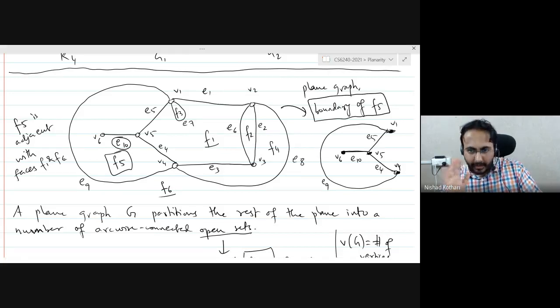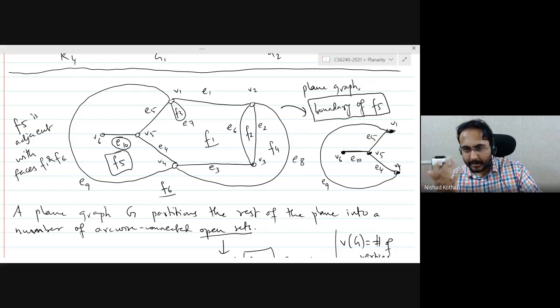Okay, so let's not worry about cut edges. Supposing your graph doesn't have cut edges, then every edge is incident with two faces, right? So if you were to define the length of a face as the number of edges it contains, we will call it the degree actually, then you would sum up the lengths of the faces or the degrees of the faces, then you would get twice the number of edges because every edge is counted twice.